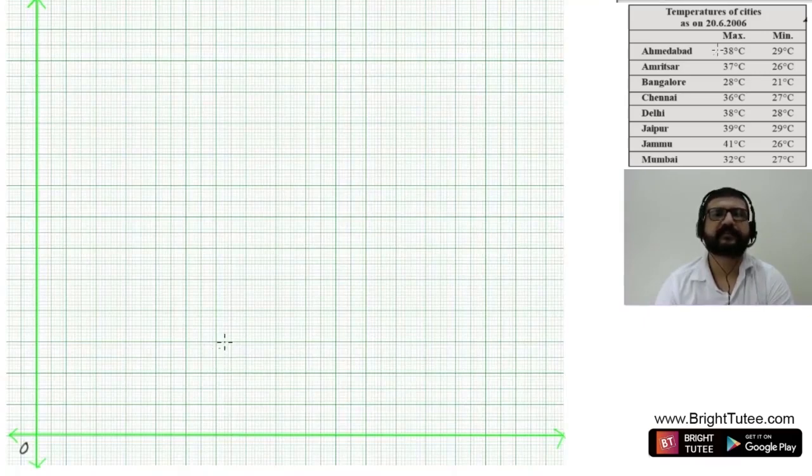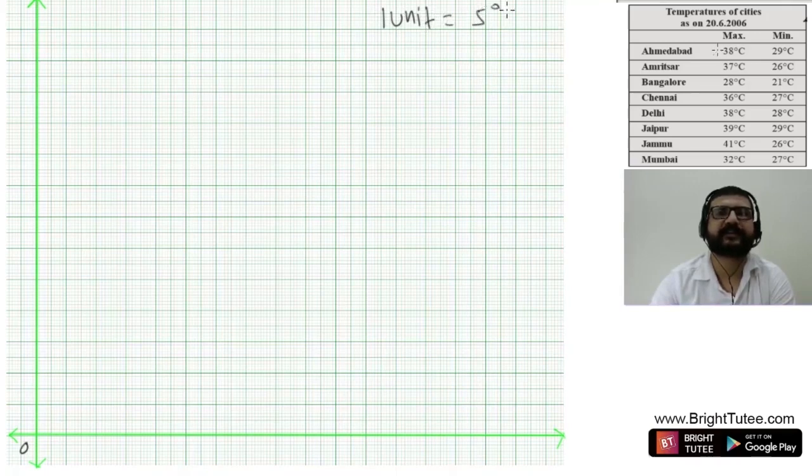Now for graphing this, first of all, we have to choose a scale. So let's take the scale as 1 unit is equal to 5 degrees Celsius. Now the vertical line here will be representing temperature and the horizontal line will be representing different cities.